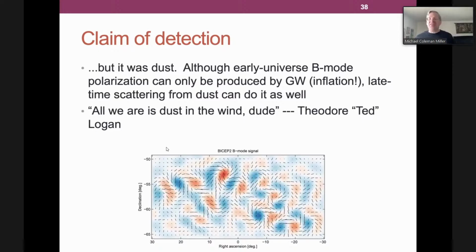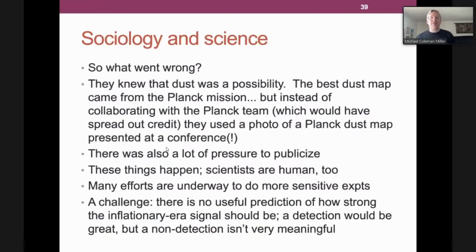Now, something that you like to say in astronomy is that dust is a 4-letter word. I mean, dust actually has 4 letters, but the reference here is that in English, a lot of your favorite curse words have 4 letters. So when you talk about a 4-letter word, you mean it's a curse word, and indeed it is. So this was not a discovery. This comes to the aspect of sociology. You can ask, what went wrong? They knew, the team did, that dust was a possibility. The best dust map came from the Planck mission, but rather than talking to the Planck people, which would have shared credit, they used a photograph that one of the BICEP2 team members had taken of a Planck dust map at a conference.